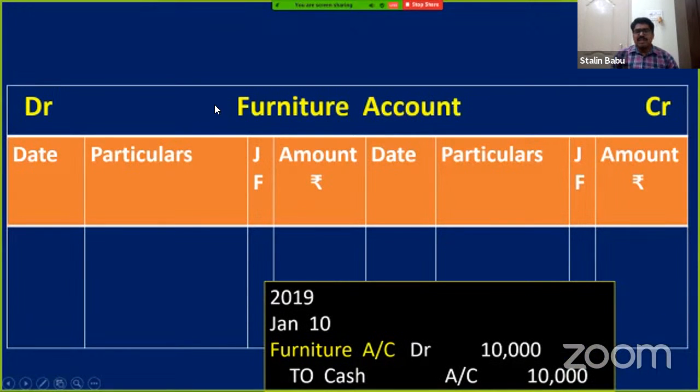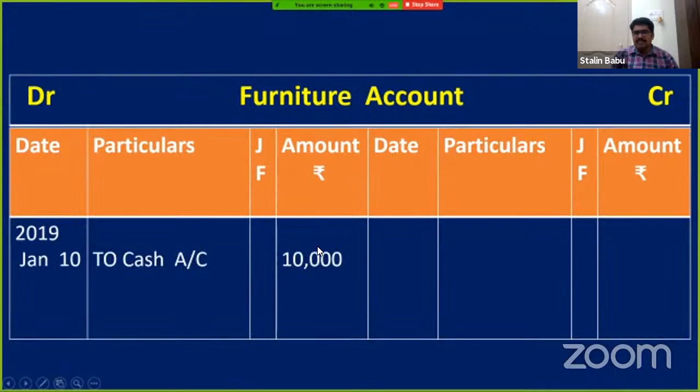And see the third one, furniture account. On January 10th, there is involvement of furniture account. What is the entry? Furniture account debit to cash account. Which account are we preparing? Furniture account. Is furniture account debited or credited? It is debited in the journal entry, so we have to post on the debit side. Date in the date column, January 10, 2019. In the particulars column, we write the credit account name. What is the credit account name here? Cash account. To cash account in the particulars column, and 10,000 in the amount column.